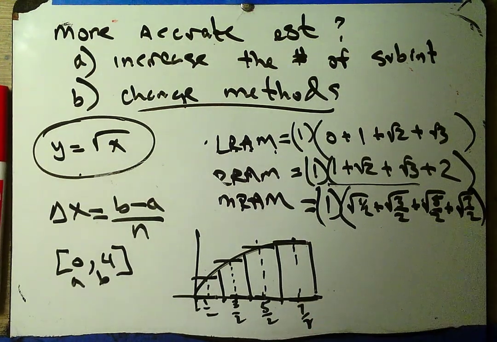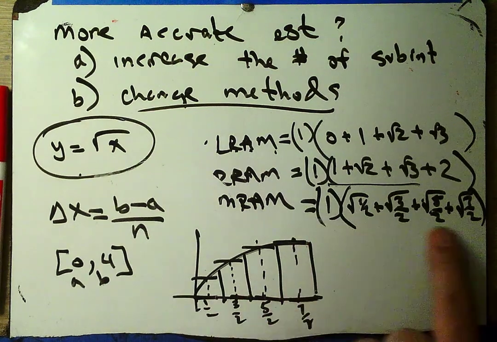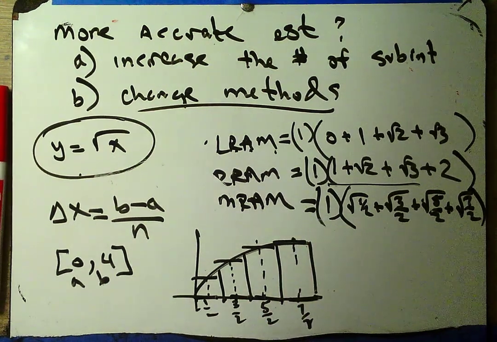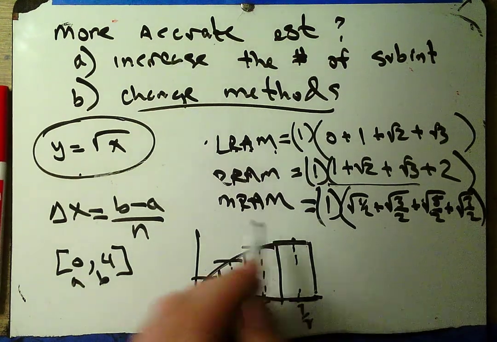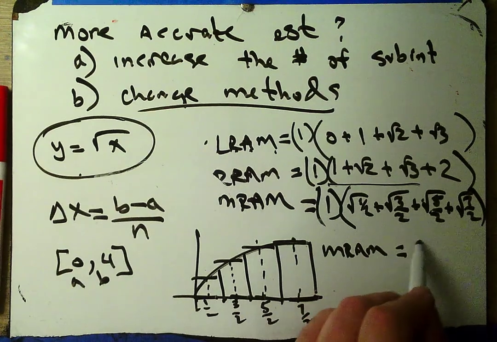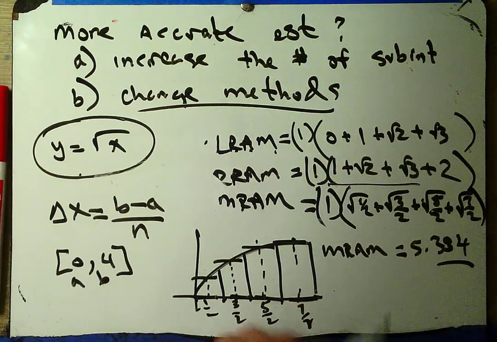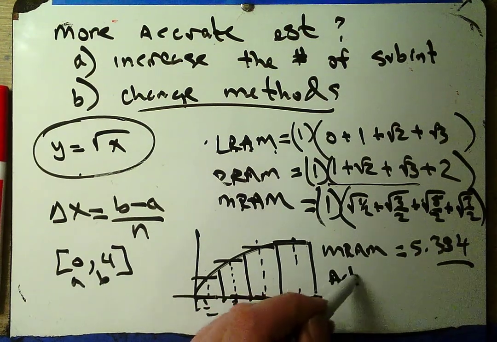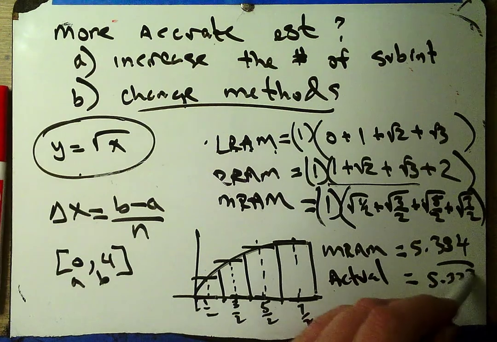So let's see what I get when I add up all of these. I'm going to have subinterval width times 1, so I'm just adding up these values. The square root of 1/2 plus the square root of 3/2 plus the square root of 5/2, not 5, but 5/2, plus the square root of 7/2. Did I type that in properly? Yes, I typed that in properly. And I get that MRAM is 5.384. Remember, the actual area under the curve was 5.333.